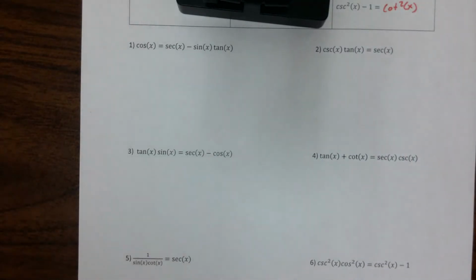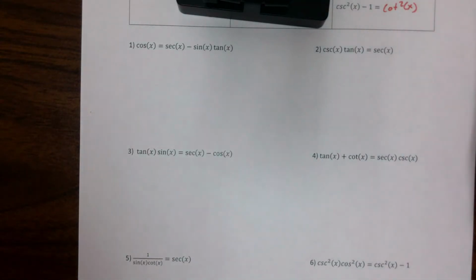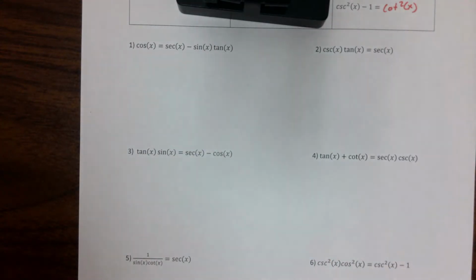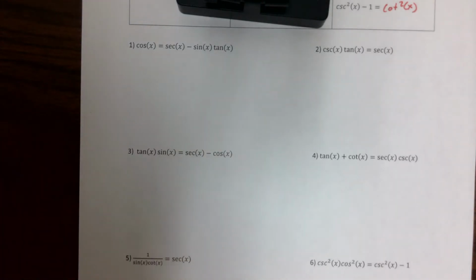Alright, so this second video, we are still in the 7.3 targeted review. We are going to do numbers 1 and 3 here. Actually, I might put this all in one video. We will do 1, 3, and 5.